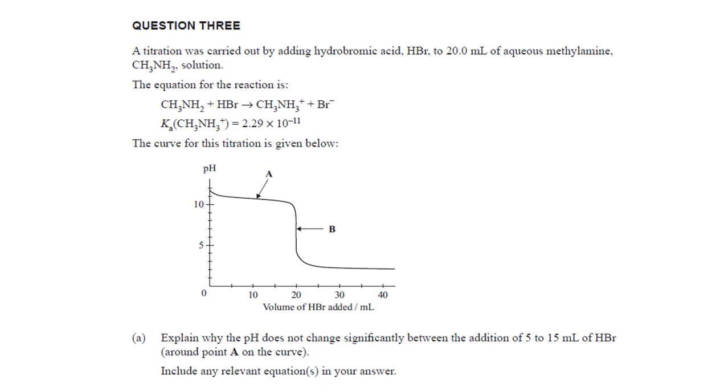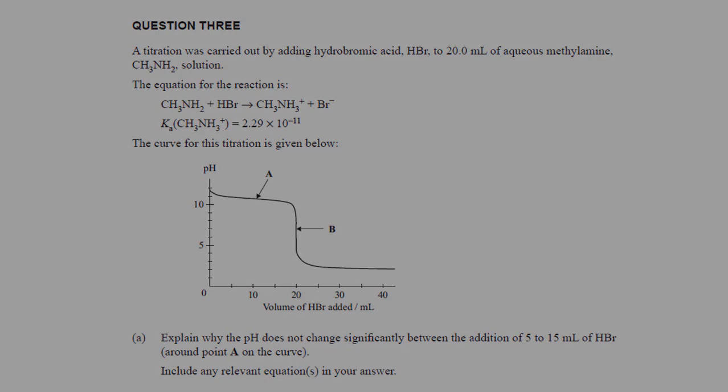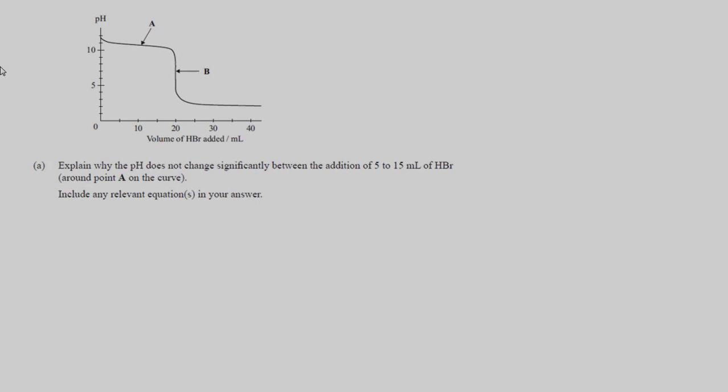So there's quite a bit of information given to us at the start here. Part A asks us to explain why the pH doesn't change significantly between 5 to 15 ml of HBr being added. So that's around point A on the curve, and it says to include any relevant equations in your answer.